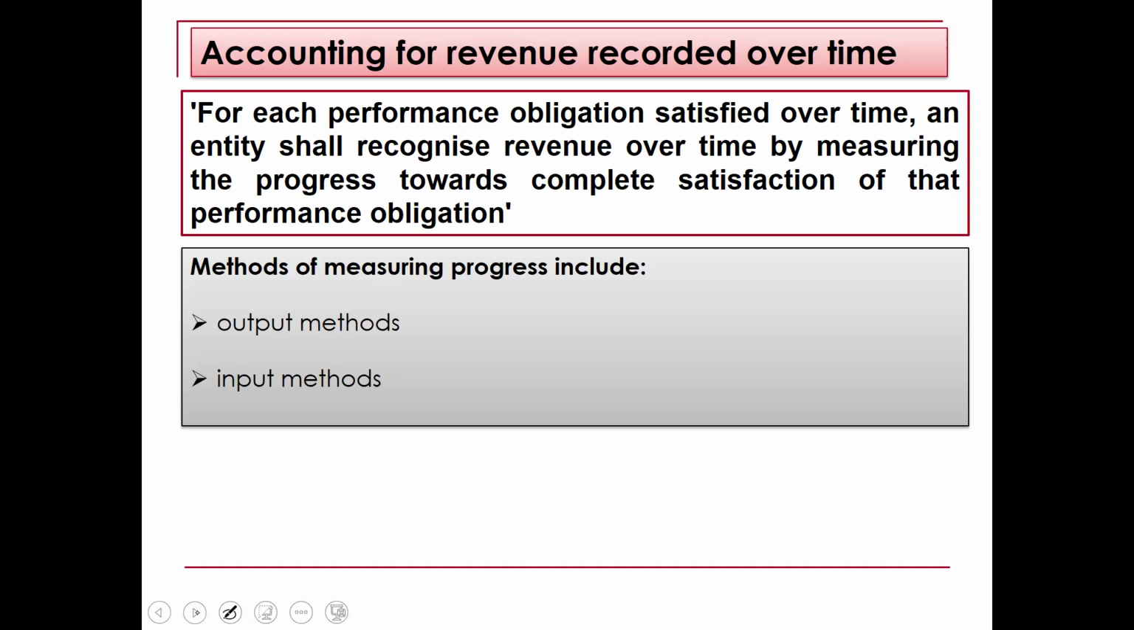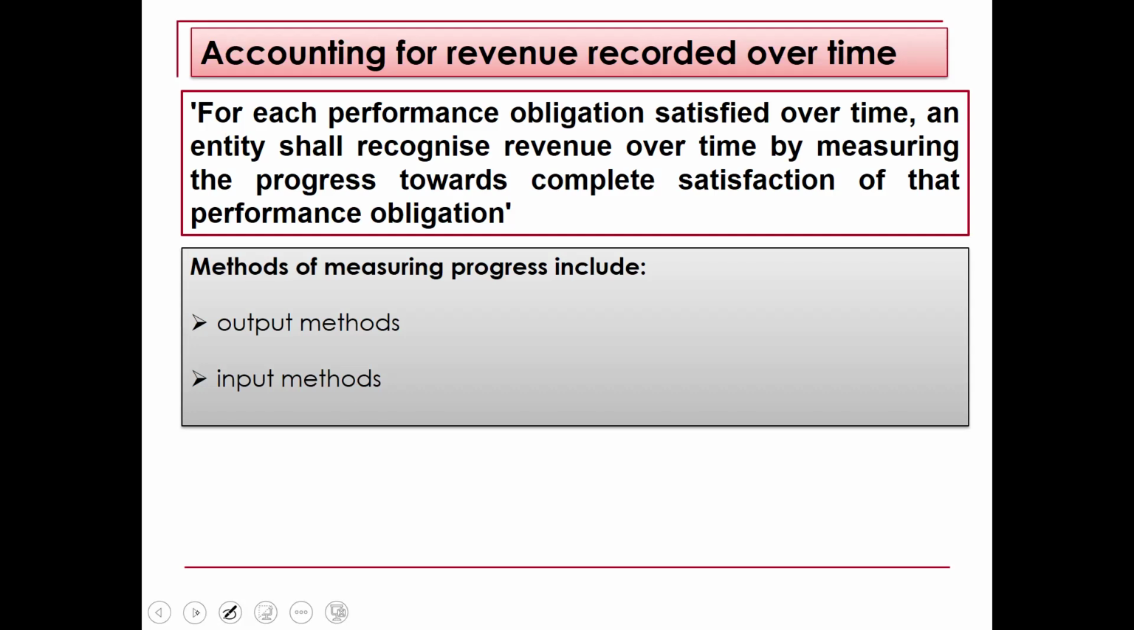For each performance obligation satisfied over time, an entity shall recognize revenue over time by measuring the progress towards complete satisfaction of the performance obligation. So if we have promised to do certain things over a certain period of time, what we want to determine is, of the things that we promised, what have we done so far? And then determine the percentage of what we have done in relation to what we need to do until we complete the project. That's the percentage we use to determine how much of the total contract price we need to recognize as revenue in the current year.